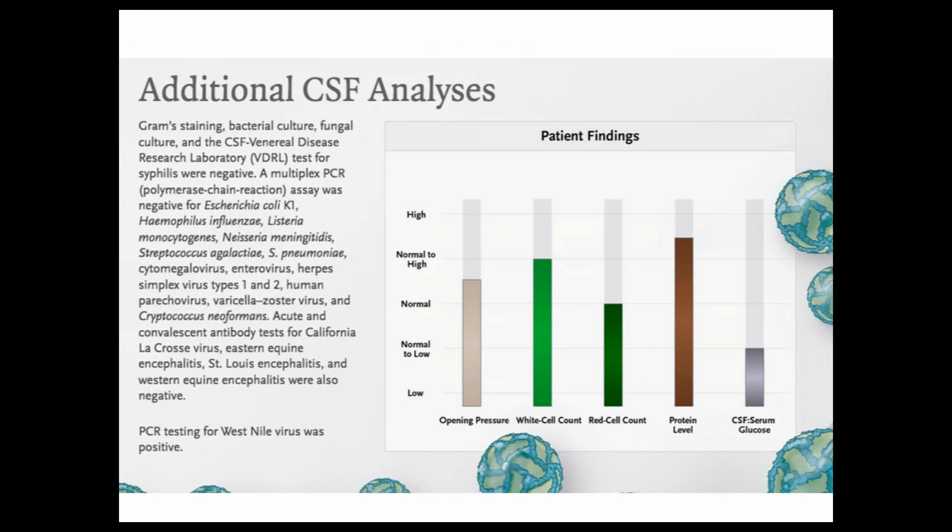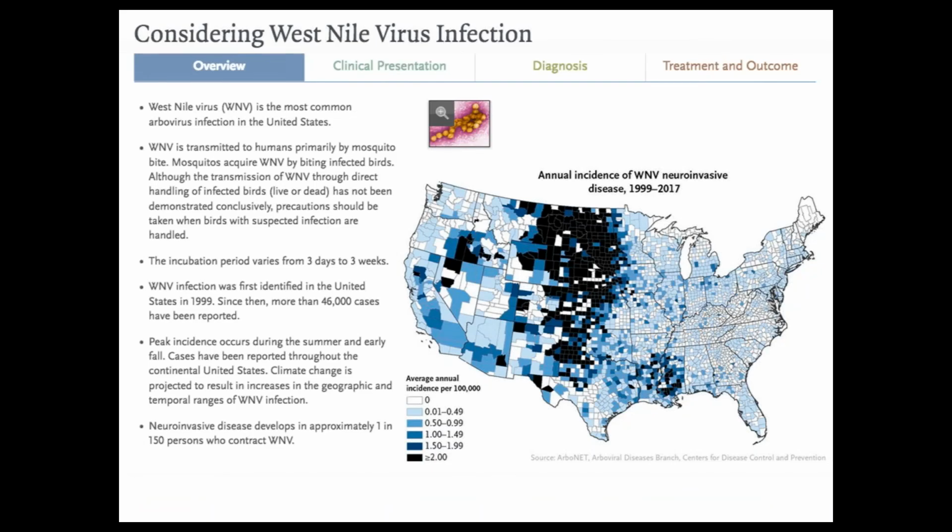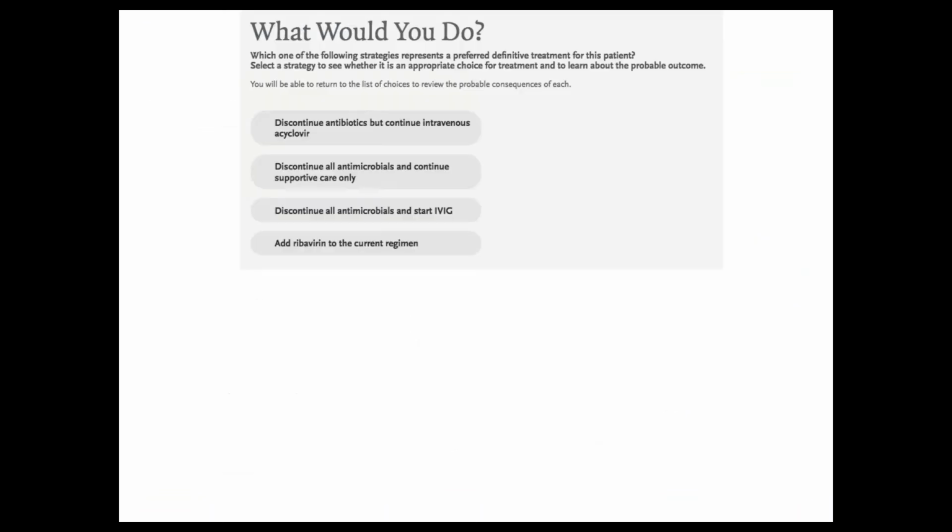So in addition, a CSF analysis is done that's consistent with viral encephalitis. And why should this patient have viral encephalitis while in the hospital? It turns out that her PCR testing for West Nile virus, which is fairly endemic on the east coast of the United States, was positive. And so you can look at this map where these are the average incidence. This is a fairly common problem in the United States. I'm not so aware that it is this common in Europe.